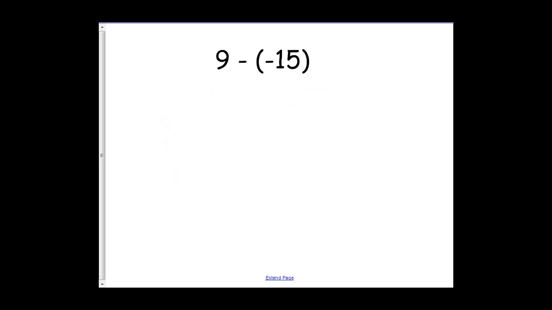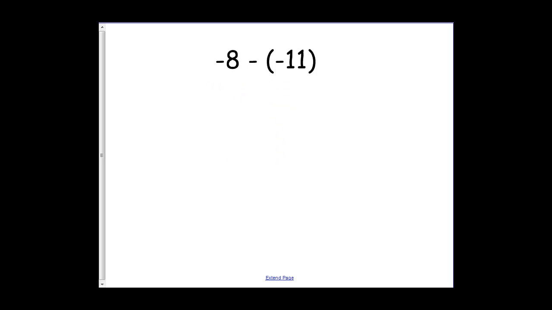Next one becomes very simple if you remember Mr. Bartlett's trick to add the opposite. So rewrite this problem using addition: 9 plus the opposite of -15, which is 15. Now you see they're both positive. We're adding, and 9 plus 15 is 24. So that problem's pretty simple if we add the opposite.